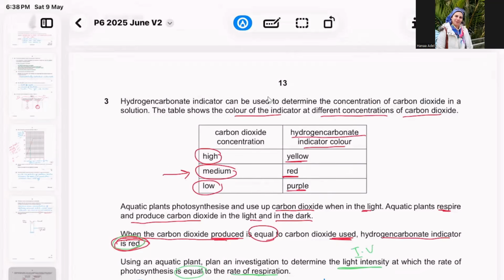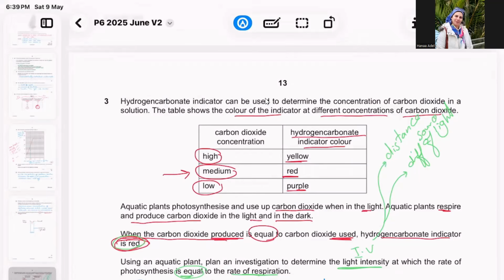How can we change light intensity? In front of us, there are 2 different ways. You can change the distance between the light source and the aquatic plant, or we can use different sources of light, for example, light bulbs with different intensities. Different sources of light change light intensity, or changing the distance between the light source and the aquatic plant, at which the rate of photosynthesis is equal to the rate of respiration.